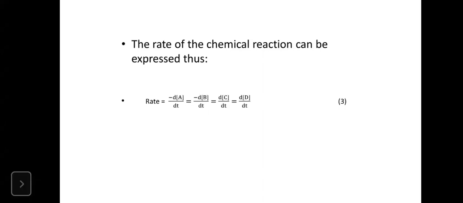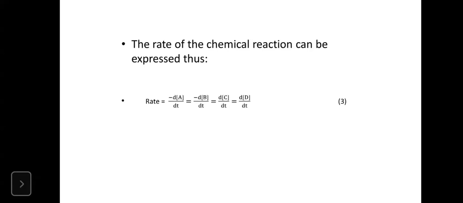How is A related to B? The rate at which A is changing is equal to the rate at which B is also changing. Remember, A and B are reactants, so you remember to put a negative sign in front of B. Then it's also equal. You can take any of them.